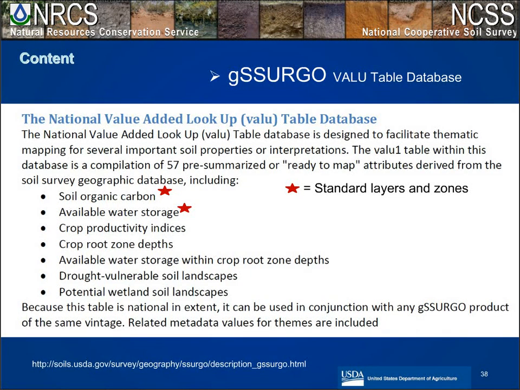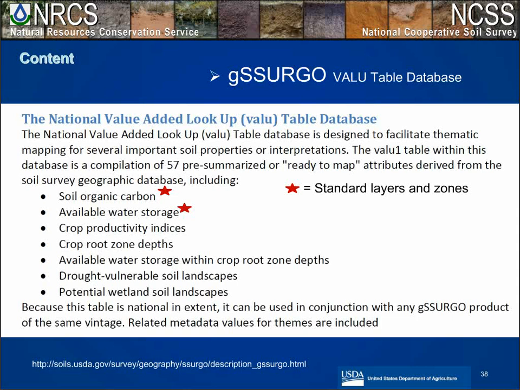These include soil organic carbon stocks, and the units here are grams of carbon per square meter, and available water storage, expressed in millimeters. The first two have a red star next to them, and if you look over to the right-hand side, red star means that they are prepared for a set of standard layers and zones, and we'll review those shortly.